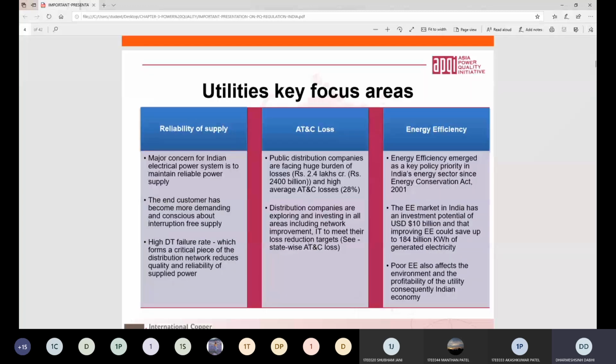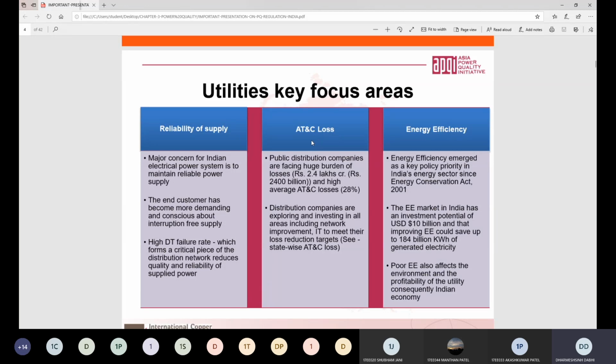So basically, for any utility, like transmission or distribution utilities, the major concerns or major focus areas are the reliability of the power supply, AT&C losses, and energy efficiency. So what is the reliability of power supply? First of all, reliability of power supply is nothing but providing continuous, uninterruptible power supply to the consumers.